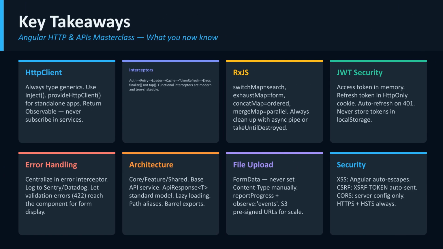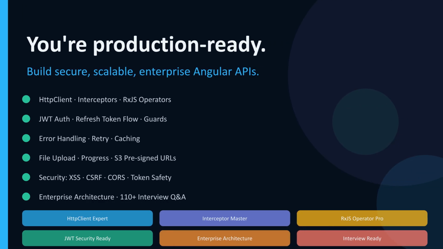Here are the key takeaways from the entire video. We covered best practices for HttpClient, the interceptor chain order, RxJS operators, secure JWT handling, robust error handling, scalable architecture, and file upload strategies. Congratulations, you are now production ready. You have mastered the skills needed to build secure, scalable, and high-performance enterprise Angular applications, and you are prepared for advanced technical interviews.